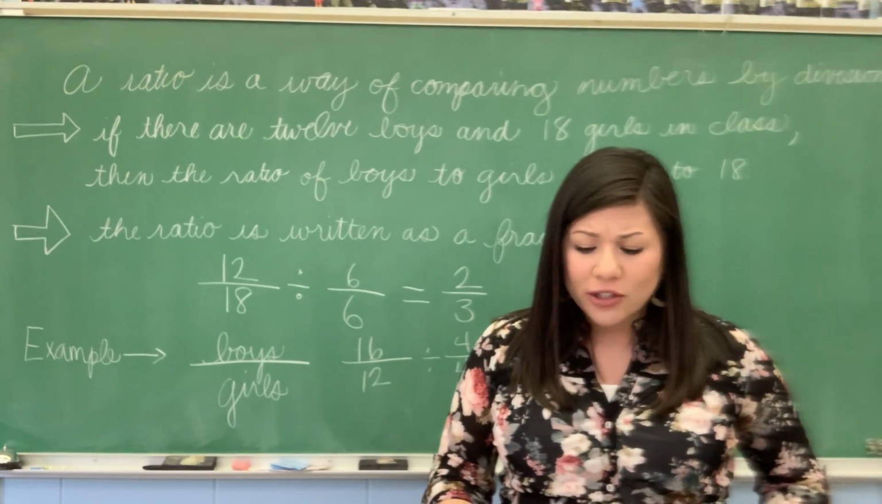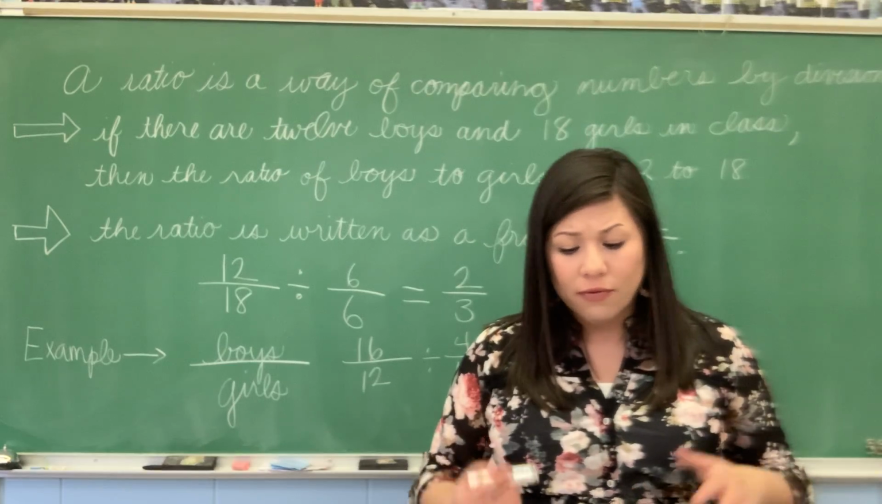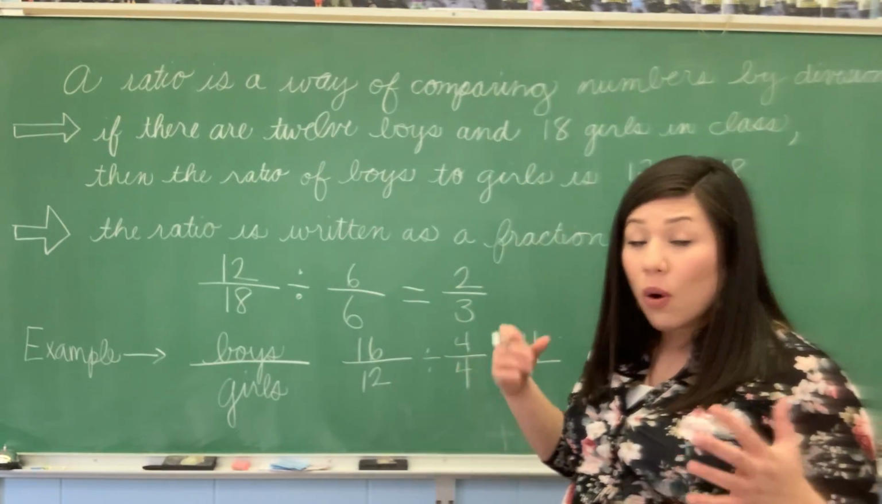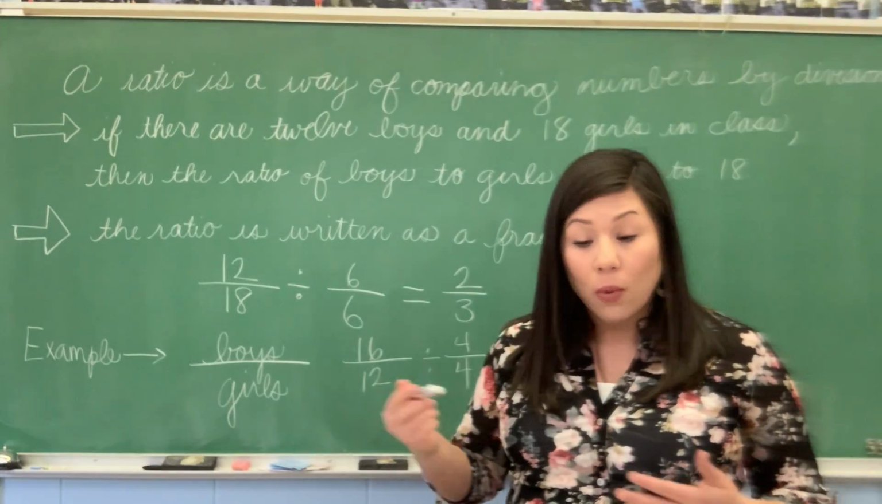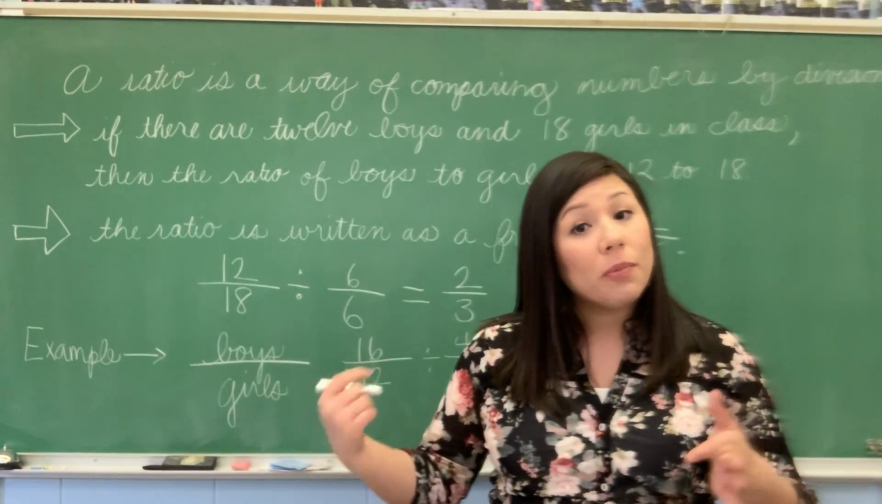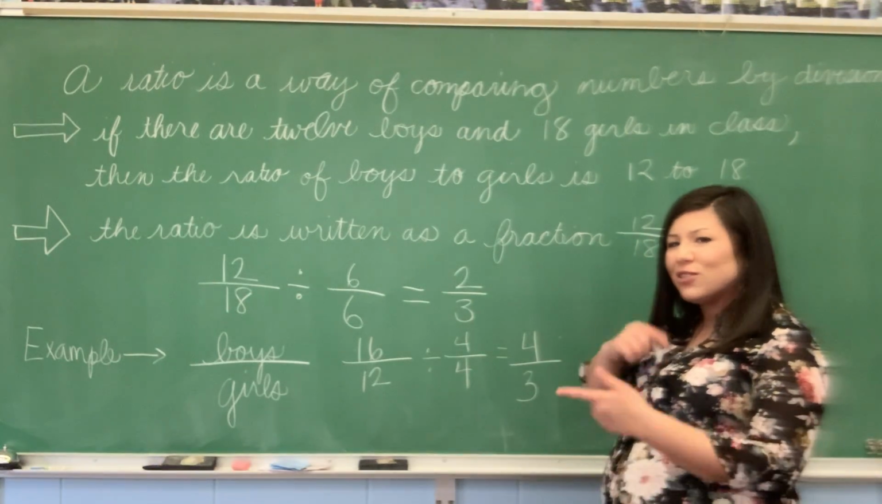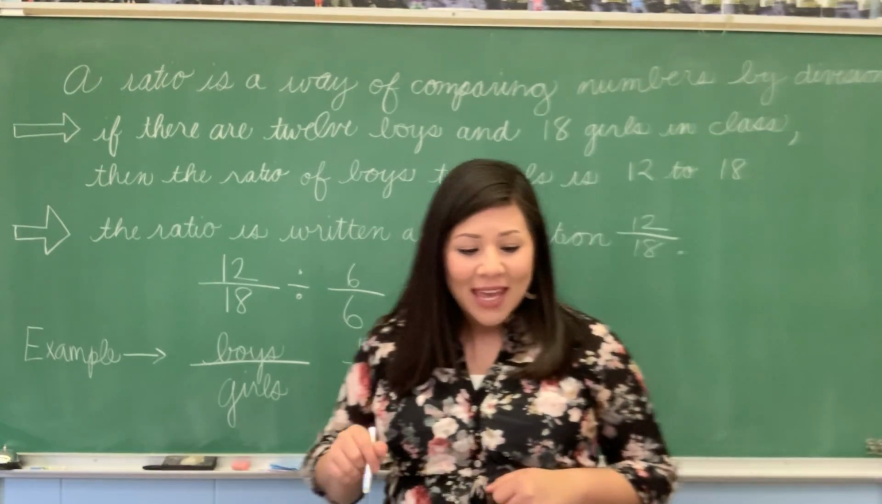4/3. What was the ratio from boys to girls? It was 4/3. Okay, what was the ratio from girls to boys? This would be the opposite. So instead of it being 4/3, it would be what? 3/4. You just switch the numbers. Okay, and that's it for today.